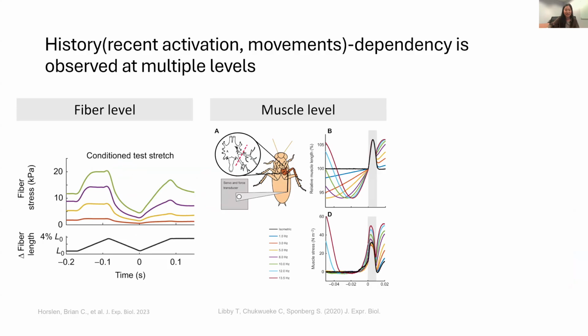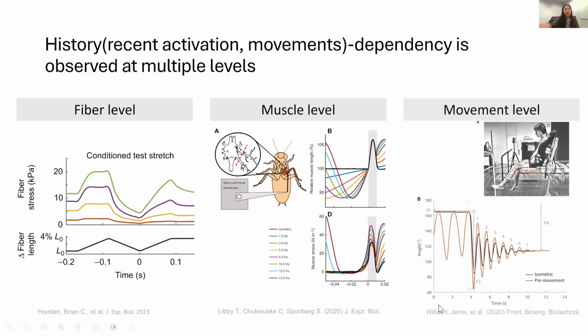This is a nice clip from Simon's lab. If you look here, the muscle is undergoing the same type of length change here. However, these different colors are indicating the different history of the muscles before coming to this part of the cycle. And you can see that the force developed by the muscles is dependent on its history.